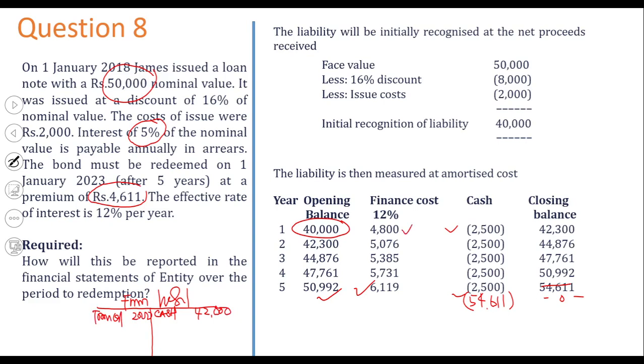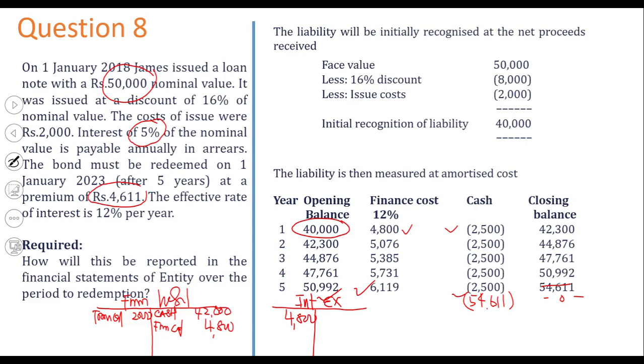Then you should recognize the finance cost. What is the double entry for finance cost? Financial liability credit, finance cost. Interest expense debit. Now since this is a liability, it's interest expense. Interest expense debit 4,800 and credit here 4,800.